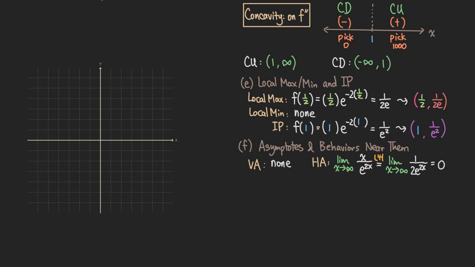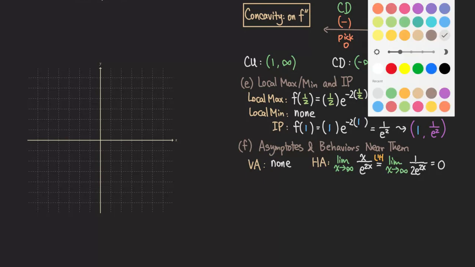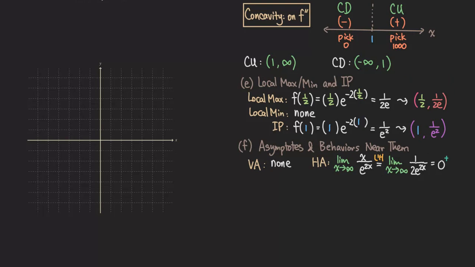And then also I want to indicate the direction for this limit. Because 1 is positive and 2e to the 2x is never negative or 0, right? When x is approaching infinity, this is also positive. And so that means the function is approaching 0 from the right. Okay, and then I will explain why I want to indicate the direction here.